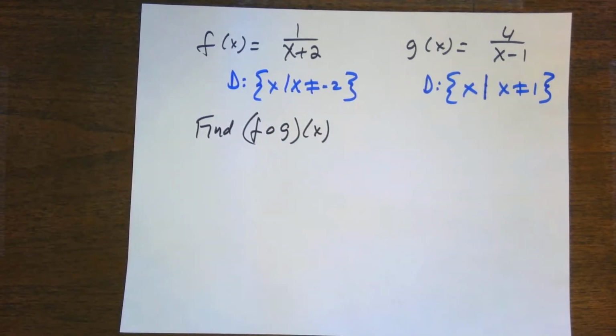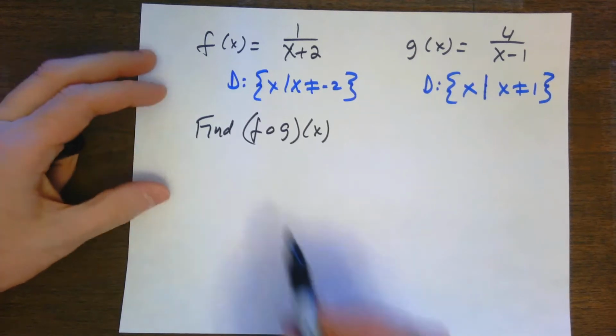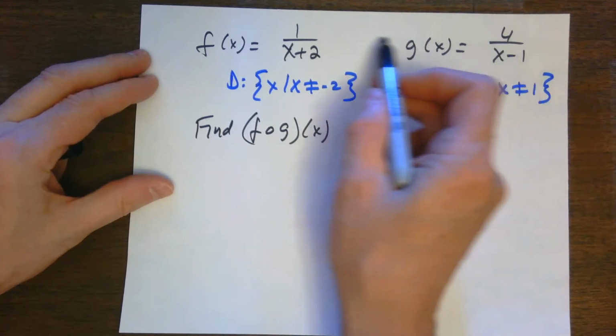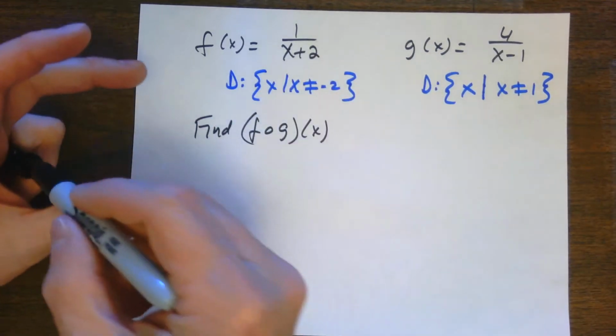Now, there's going to be two parts to this problem. First is finding the actual composition, and then second, what is the domain of the new function? Well, f of g of x, I'm going to take g of x and plug it in for x in f of x. All right, here we go.